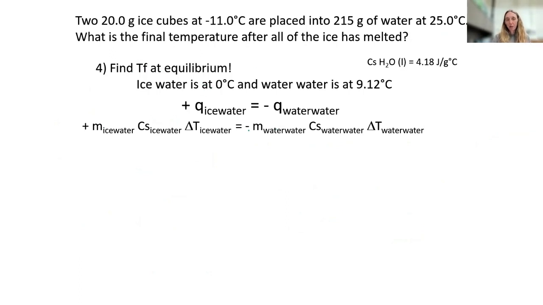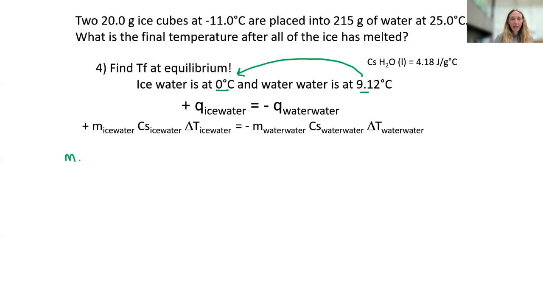So I kind of divide this up, right? My ice water is colder. It's at 0 degrees. My water is at 9 degrees. And so the water is going to have to give heat to the ice. So I set this up and say Q of the ice water, so positive Q, is going to equal negative Q of the water. So here's positive mCΔT, all of that ice that's turned into water now, equals negative mCΔT of the water, which decreased in temperature a little bit. Okay, so let's write this out.